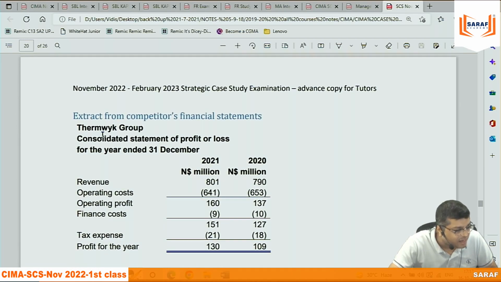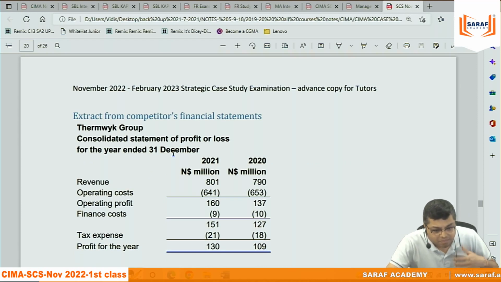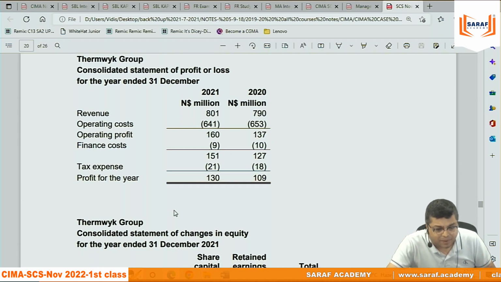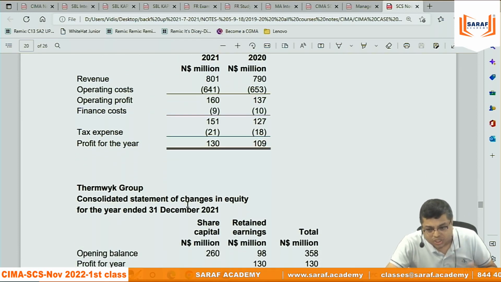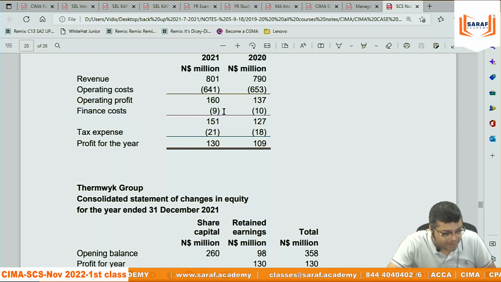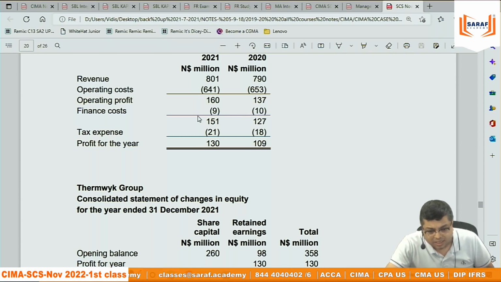A very difficult name. Thermvac. Thermvac is the name, and they are paying a higher interest rate on debt as compared to ours. That means the lending institutions are not considering them creditworthy. But they have been able to negotiate and reduce their interest rate. It's still far higher than ours.